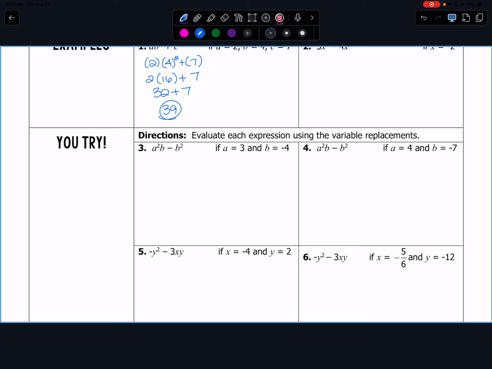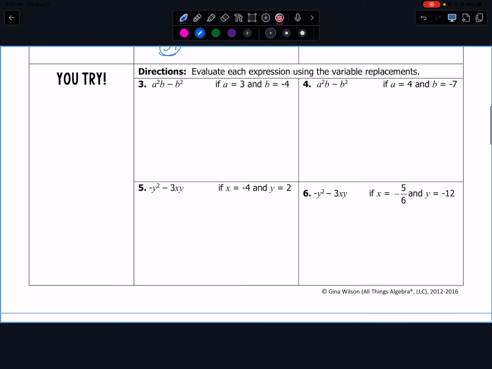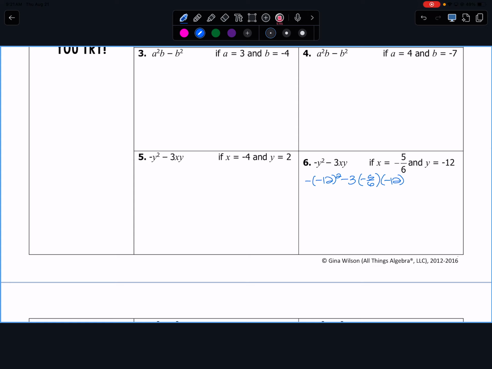So, we got to do a fraction one. Okay. I know. I don't even know how this one's going to work out. We'll see. So I'm going to plug in negative 12 in for y. So I had a negative on the outside. I have a negative 12, and I'm squaring it. Minus 3 times a negative 5/6. Yeah, that's not going to be pretty. Oh, it's not too bad. And then a negative 12. Could have been a lot worse.